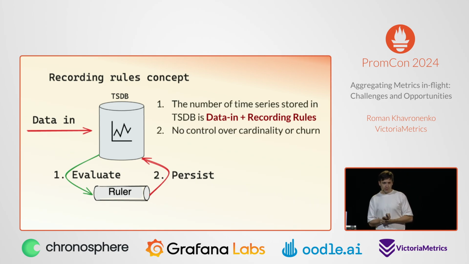The issue with recording rules is that no matter what you do, if you use recording rules, you will store more data, because you store the raw data and you store the results of the recording rule. So no matter what you do, you will store more. Another problem is that a recording rule has nothing to do with the data ingestion flow. It doesn't control it. So it means that you can't deal with high cardinality or churn rate using recording rules.